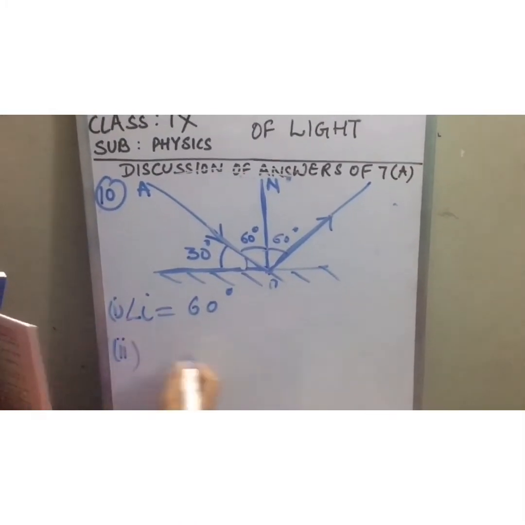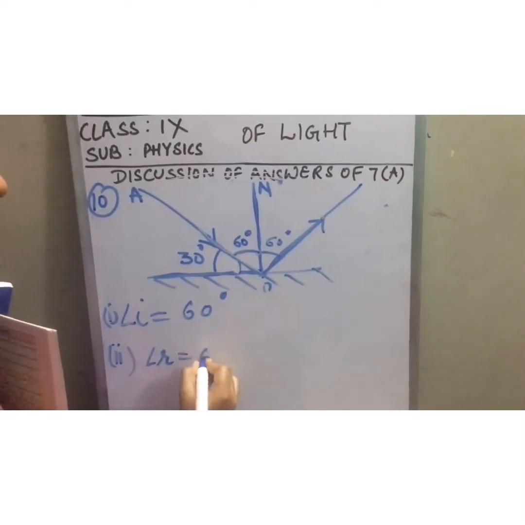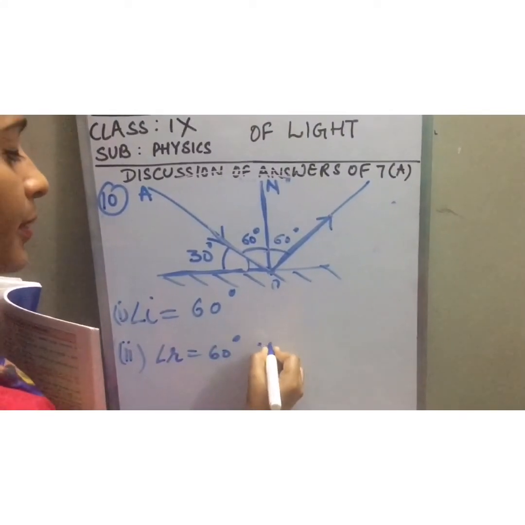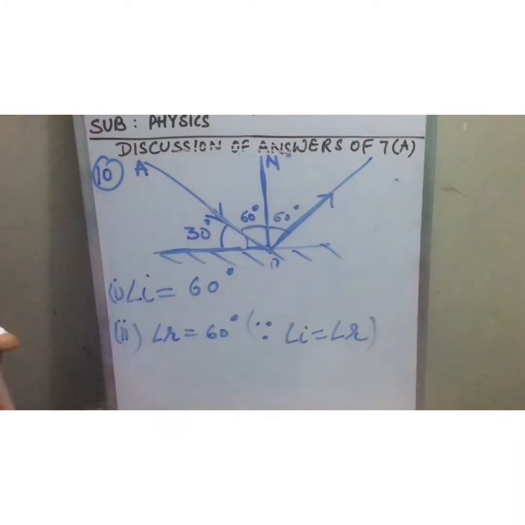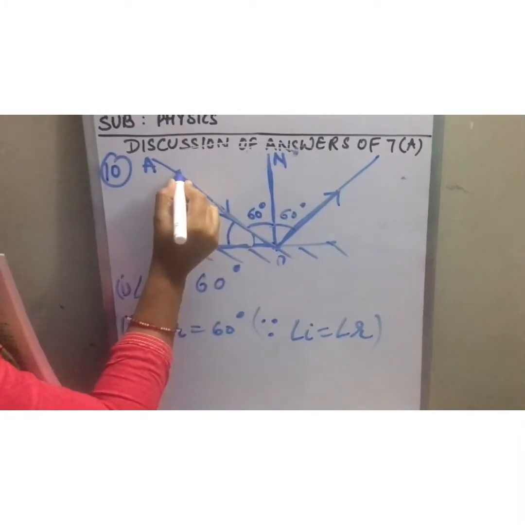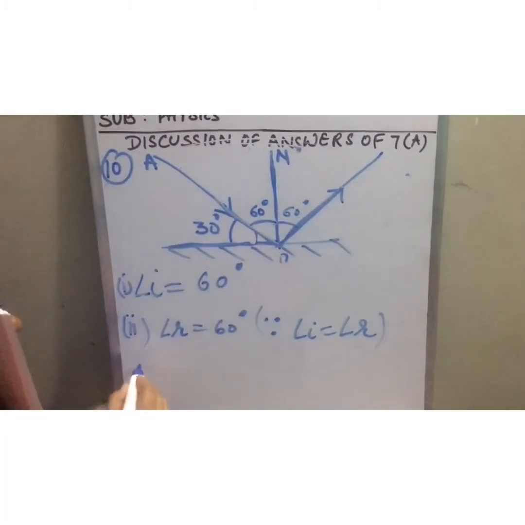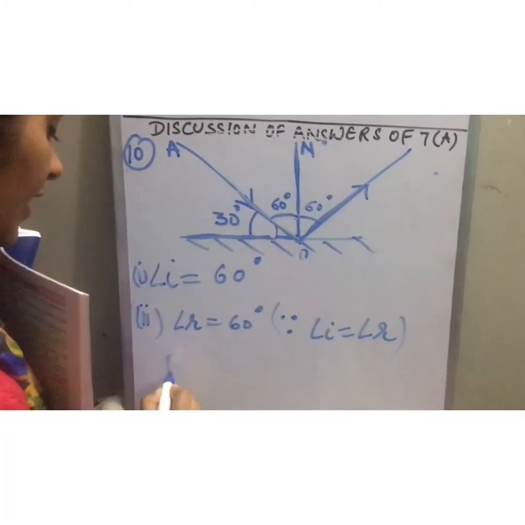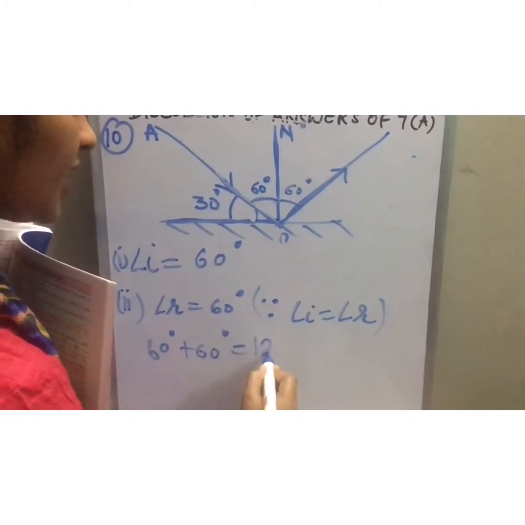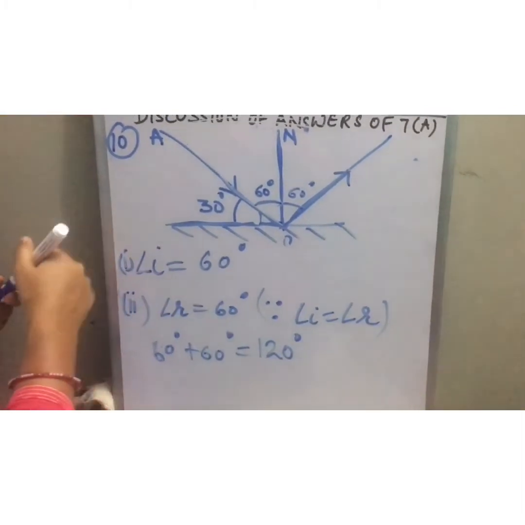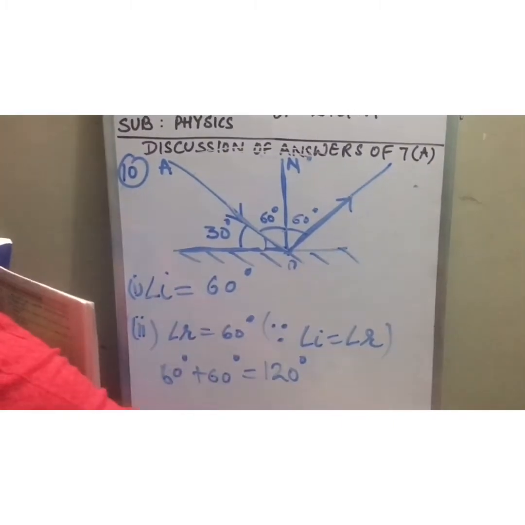This is the first part answer. The second part is, angle r is also 60 degrees because angle i equals angle r. This is the reason. So angle r is 60 degrees. So the angle between the incident ray and the reflected ray is 120 degrees. 60 degrees plus 60 degrees is 120 degrees, the angle between the incident ray and the reflected ray, students.